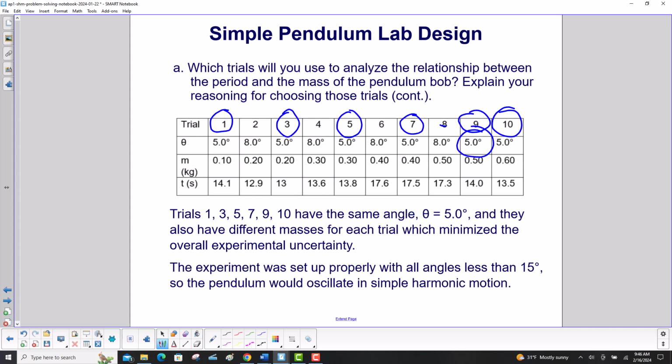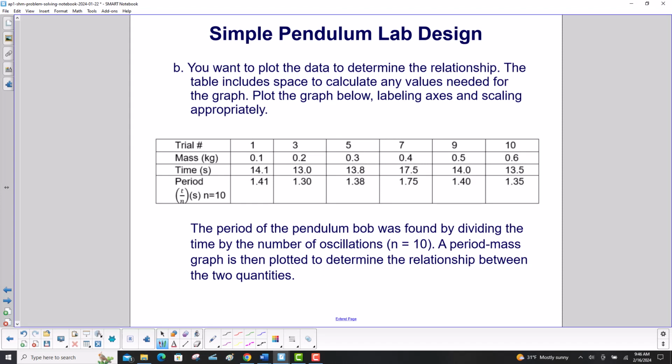The experiment was set up properly with all angles less than 15 degrees, so the pendulum would oscillate in simple harmonic motion. You want to plot the data to determine the relationship. The period of the pendulum bob was found by dividing the time, that's this row right here, by the number of oscillations, which were 10.